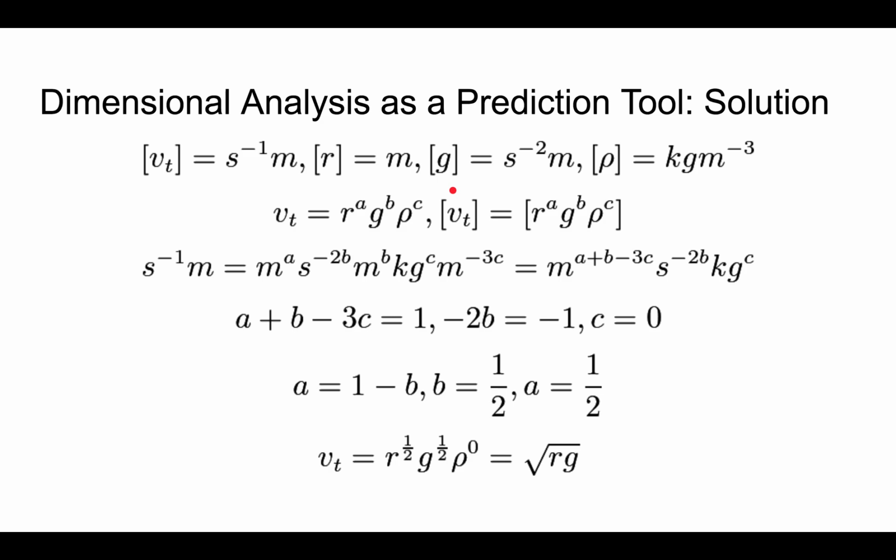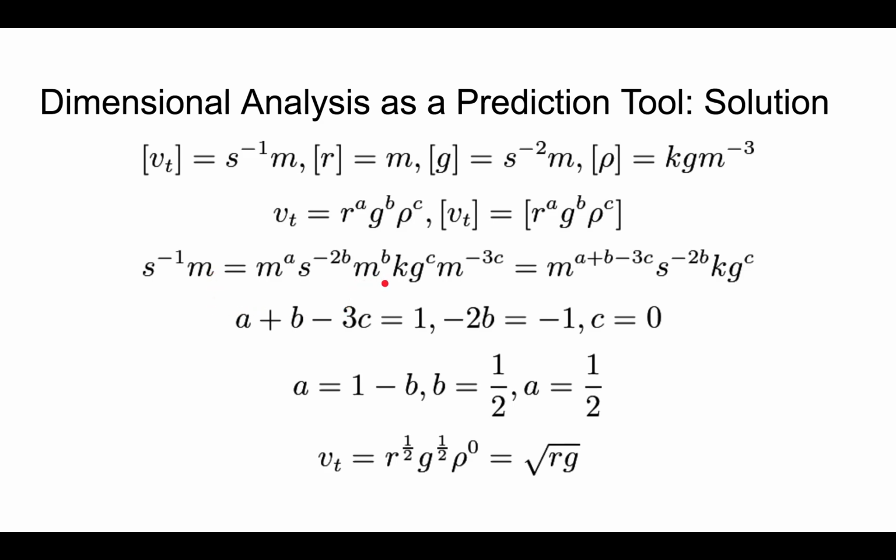And combining like exponents with the same base, we get that seconds to the negative first power times meters has to be equal to meters to the a plus b minus 3c power times seconds to the negative 2b power times kilograms to the c power. And now we can set some of these equal to each other. For example, note that there's an implicit 1 on this side of the equation for the exponent of meters. That means that we can set this exponent equal to this exponent. So a plus b minus 3c is equal to 1.